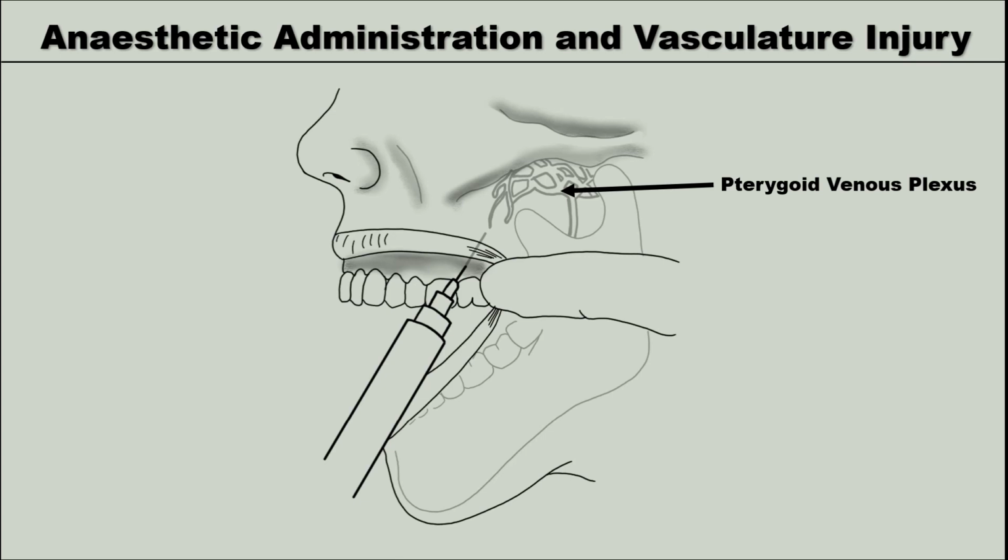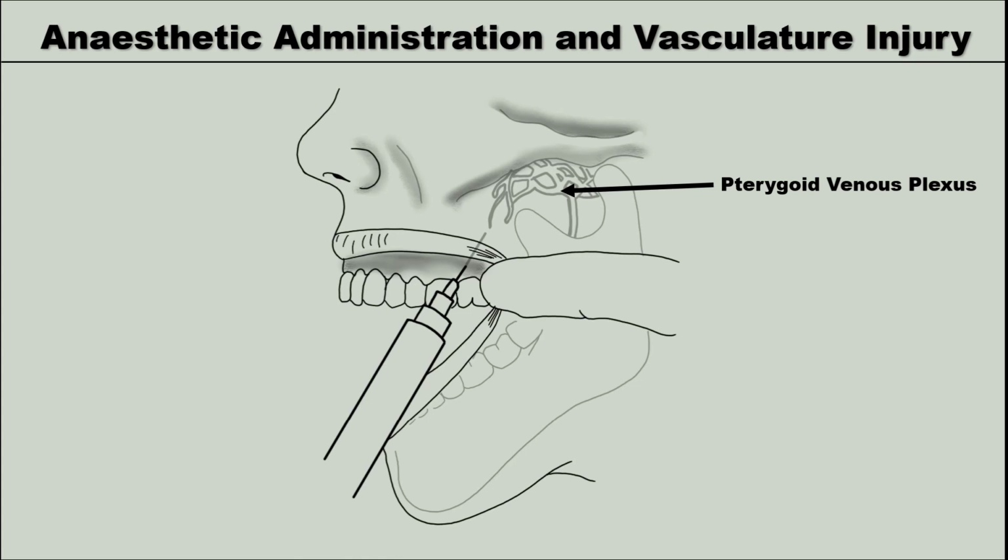Note that also the maxillary artery lies in this area, so it is also possible to accidentally pierce this vessel. This is likely to cause bleeding and subsequent swelling on the affected side of the face. Not to mention, you could also inject anesthetic solution into the bloodstream, which can cause systemic toxicity.